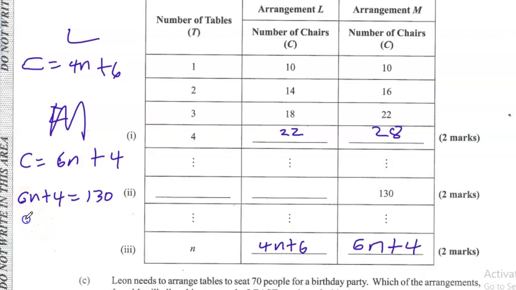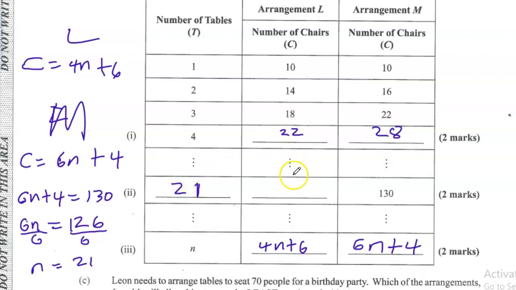We subtract 4 from both sides, so we end up with 6n equal to 130 minus 4, that's 126. Divide both sides by 6. We end up with n equal to 21. So this will be 21.